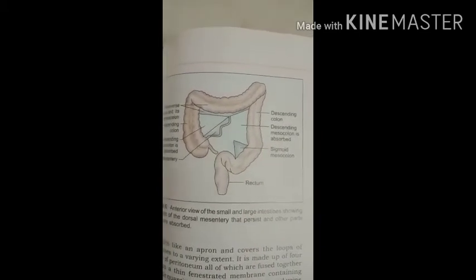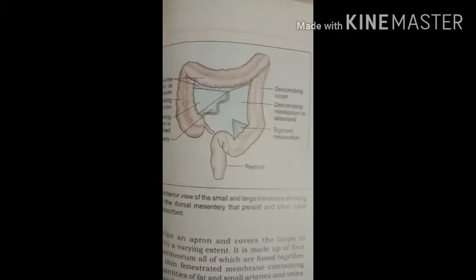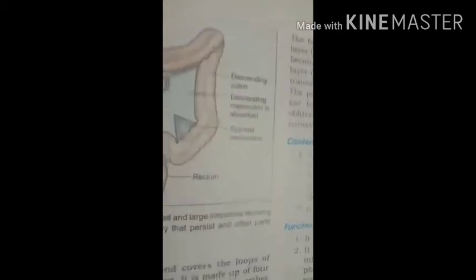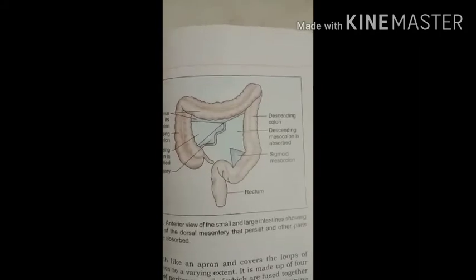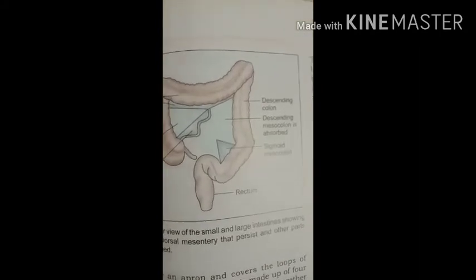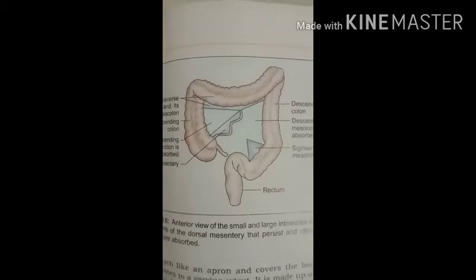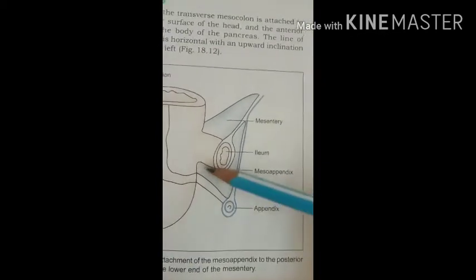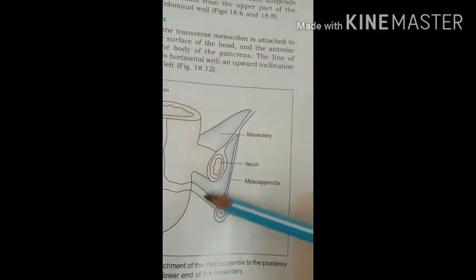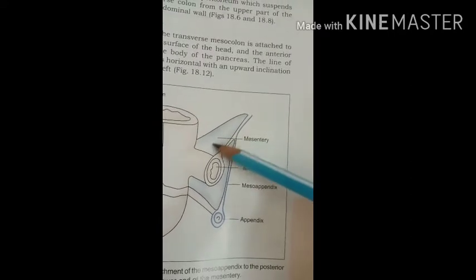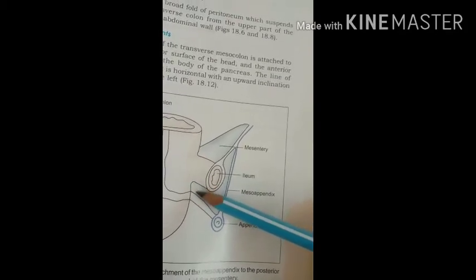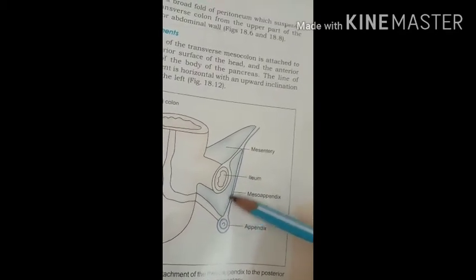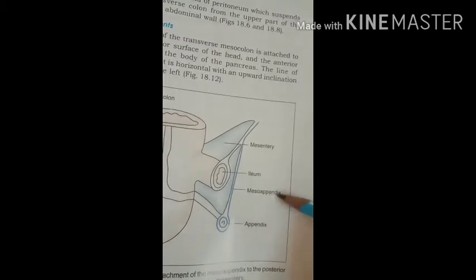After that, the appendix is also attached by a fold of the peritoneum, and that is attached to the posterior abdominal wall with the mesentery of the small intestine. Here in this diagram you can see the appendix, this one, and this is the mesentery of the small intestine here. With this fold of the mesentery, the appendix is attached. So it is called the mesoappendix, this one.